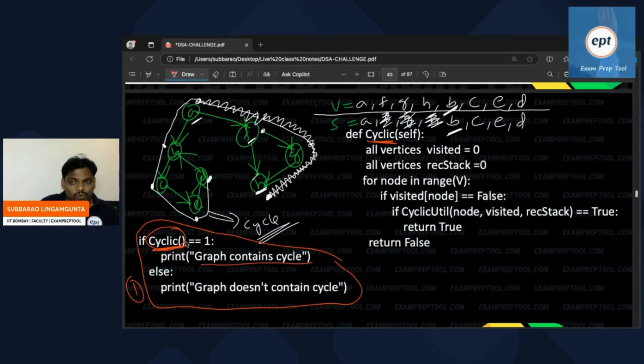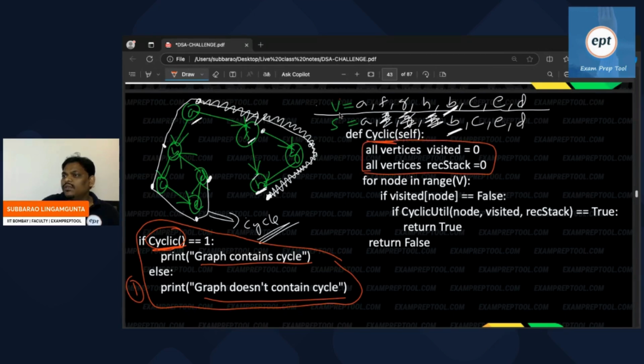It doesn't return 1, right? The cyclic function doesn't return 1. I will come here; the graph doesn't contain a cycle. Let us assume that, so I called the cyclic function. Go there. As soon as you come to the cyclic function, remember what you have to do.